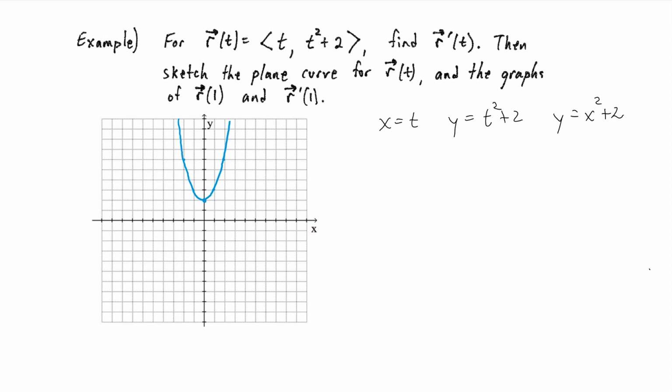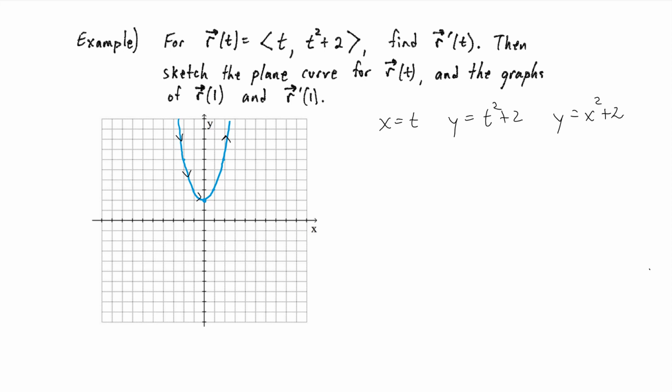But remember, it's a vector valued function, so there's orientation. So let's see what the orientation would be. Let's say t was -2, then you'd be at 6. So if you're at -2, 6, then you plugged in -1, you'd be at 3. So it's moving kind of left to right. So our orientation is in this direction.